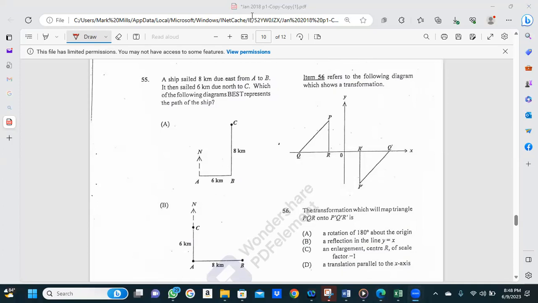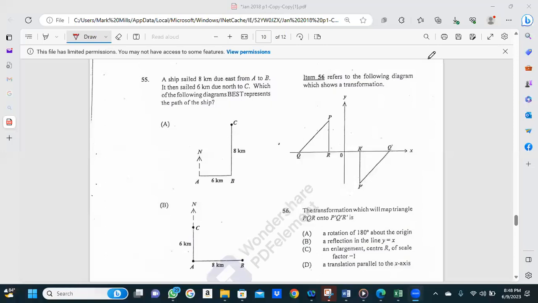So is it a rotation then? I said it was a rotation the first time. Actually, it is a rotation. But a rotation of what? It's a rotation of 180 degrees, right? 180 what? Degrees, right? So remember that.